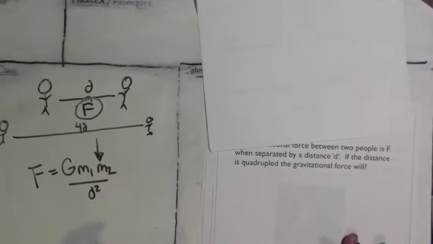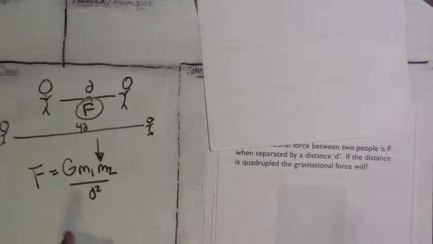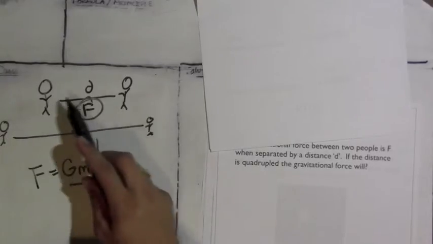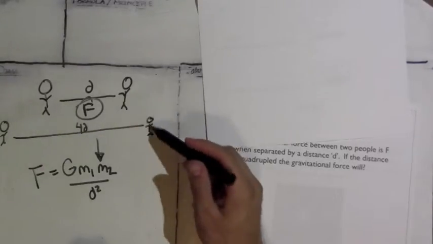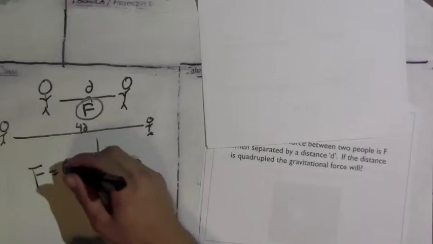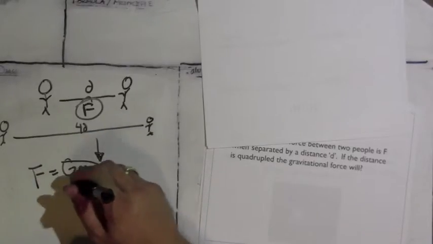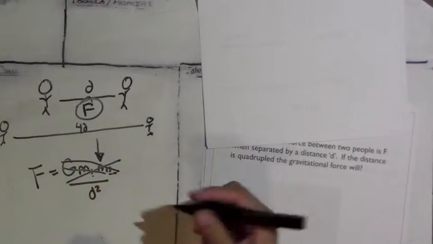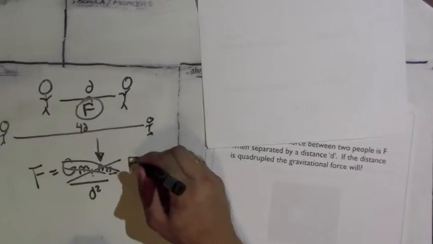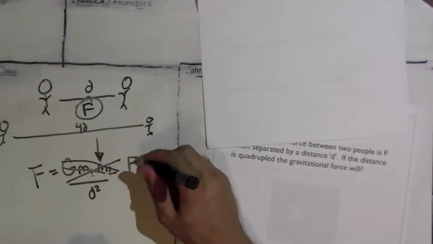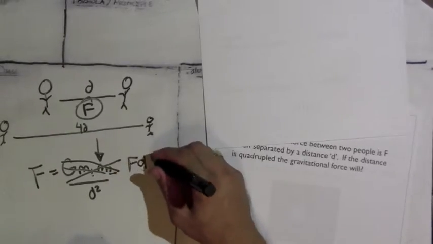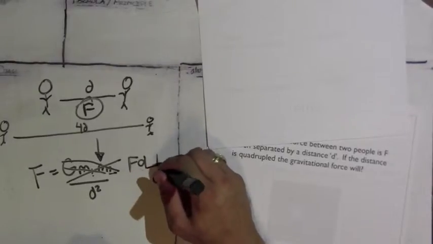And a lot of people get confused. They don't know what to do with the masses and so forth. But if you look, the mass of the people is going to be the same in each case. So what I'm going to do is I'm actually going to cross that out. And that's gone. And basically what that leaves me with is the proportionality where F is really proportional to 1 over d squared.